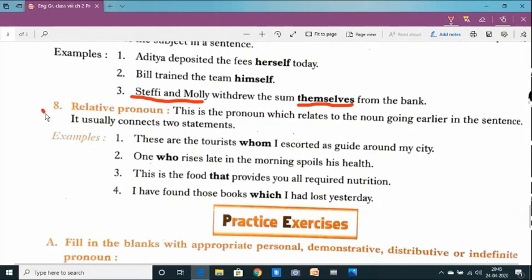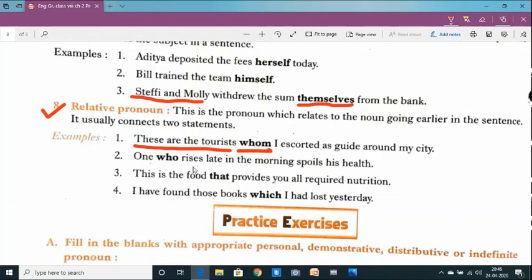And the last one: relative pronoun. This is the pronoun which relates to the noun that came earlier in the sentence. It usually connects two statements. Example: These are the tourists whom I escorted as a guide around my city. Whom has come for the tourists, and it shows the relation. This is the relative pronoun.